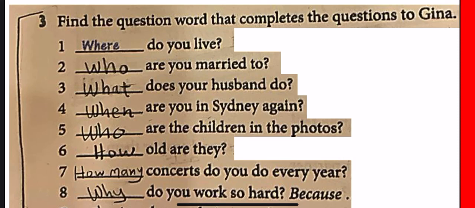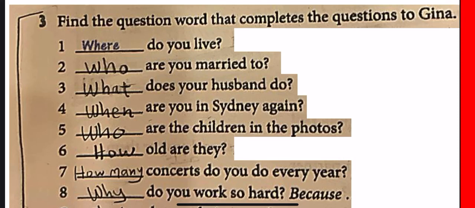Five. Who are the children in the photos? So the question is about a person. Who asks about a person, are is the auxiliary verb, the children the subject, and in the photos the preposition. So here we have the wh-question first. We choose are because we don't have a main verb, and we use who because the question is about a person.